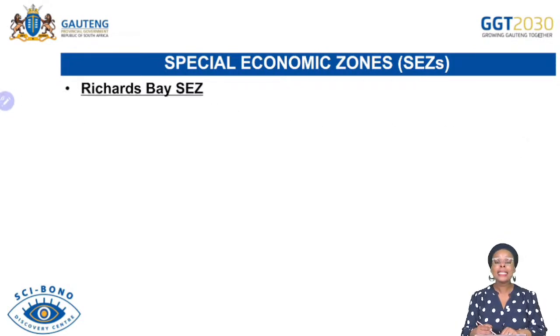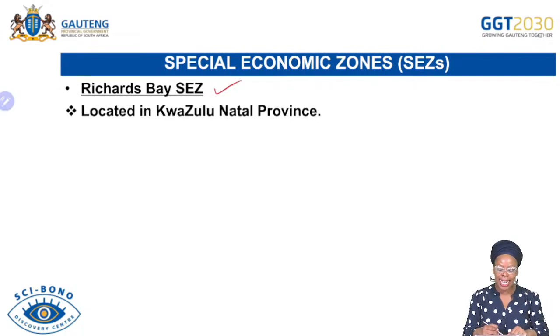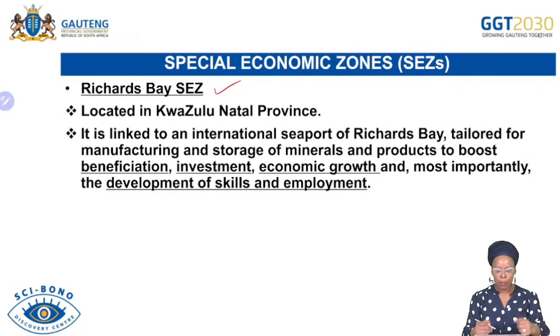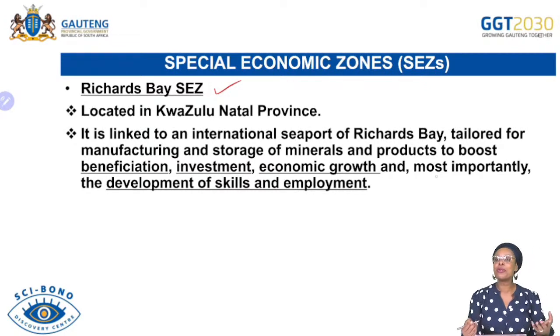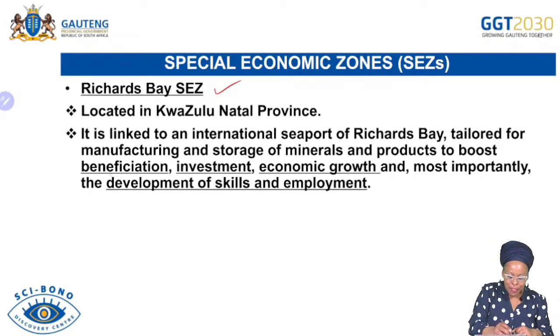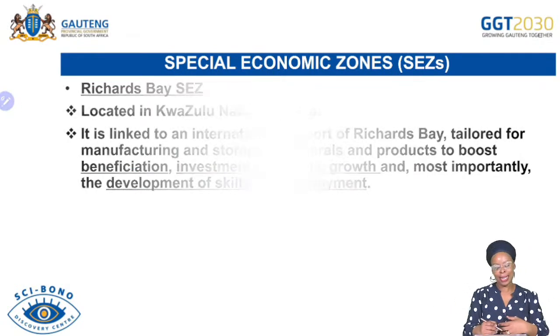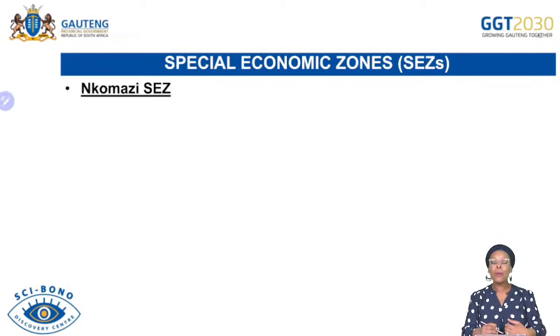Another one is the Richards Bay. It used to be an IDZ, it's now an SEZ. It's found in the KwaZulu-Natal province. It focuses on what? On manufacturing and storage of minerals and products, and it boosts beneficiation, investment, economic growth, development of skills, and employment. Okay, let us look at another one, the Nkomazi SEZ, which is found where?